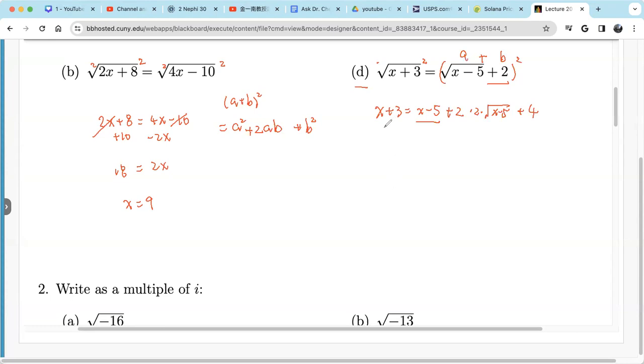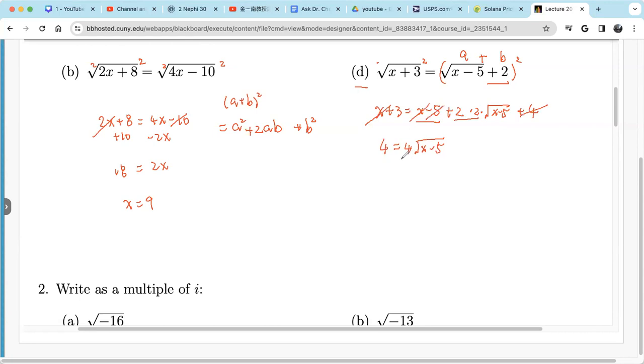So now let's simplify. So minus x on both sides, x canceled. Then we have this minus 5 plus 4, which is negative 1. Negative 1 on the left-hand side, right-hand side move to the right, become positive 1. 1 plus 3, we get a positive 4. Now we have 2 times 2, then radical. We have 4 radical x minus 5.